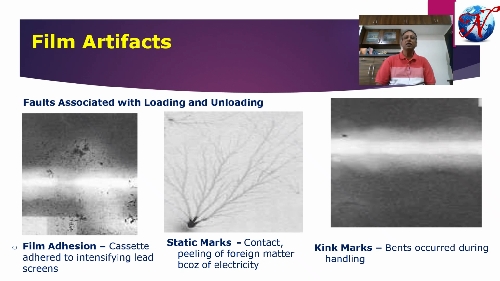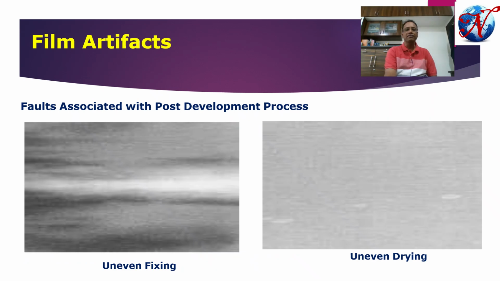In some cases, when we are taking the film from the interleaving paper, due to static electrical discharge, there is a possibility of static marks. And when we are cutting the film using cutters or scissors, and if we apply maximum pressure to cut, there is a possibility of a kink or bend mark. Whatever activities are done will be reflected in your radiographic films, and that kink mark is also one kind of film artifact.